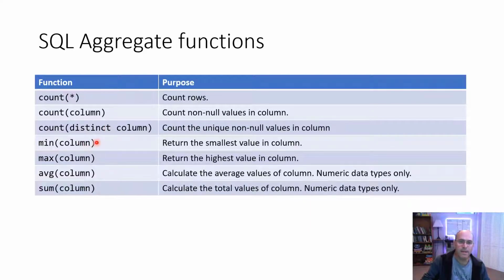And then min returns the smallest value in the column, and max returns the highest or largest value in the column. And min and max can be applied to any data type. So you can say, what is the min of someone's name? And it would pick the name that begins with an A, because that's the first value.